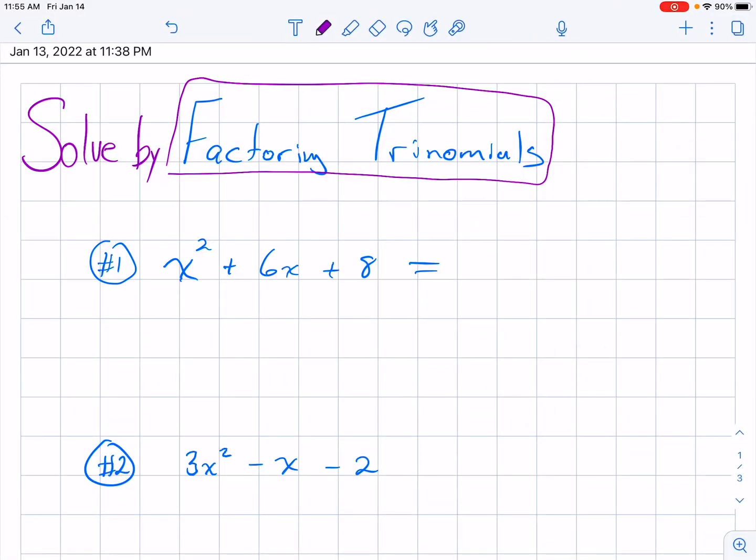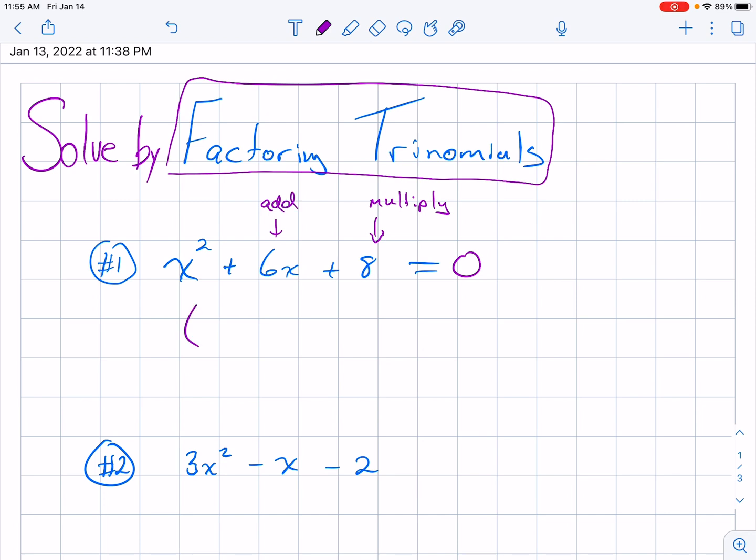All right, let's go over solving quadratic equations by factoring. Again, remember, we're looking for what value will make this equal to 0. That's our goal. So we're going to do this by factoring. We're looking for, in this first example, what will multiply to give us 8 and add up to 6. So it's multiply at the end and add in the middle.